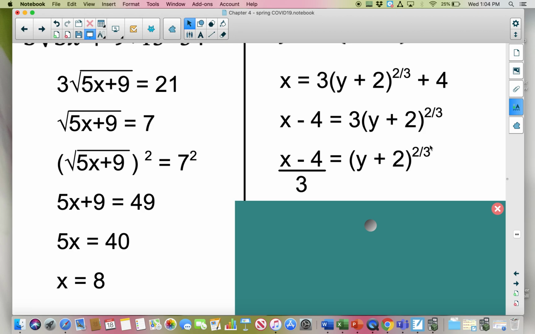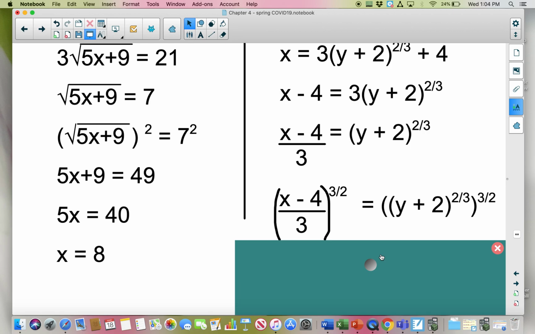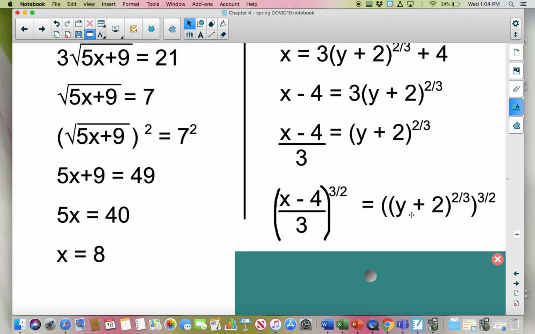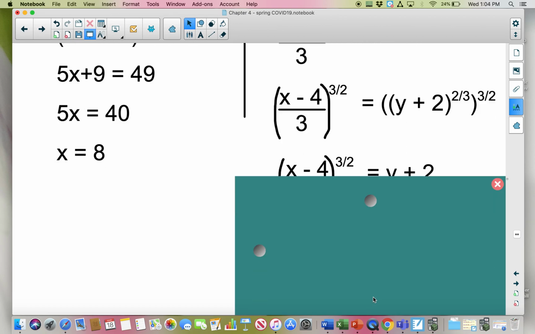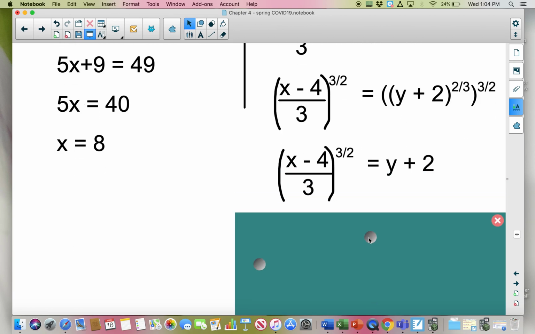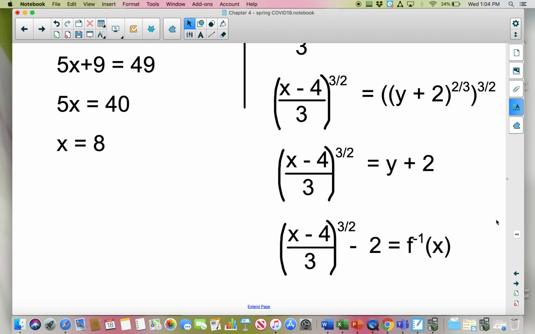And then to get rid of a 2/3 power, remember you raise both sides to the reciprocal. You also cannot distribute a 2/3 power to a sum. So be really careful with that idea. So raising both sides to the 3/2 power, that will cancel out the 2/3 power. So you're just left with y plus 2. And then you can subtract the 2 over to the other side, and you are done.